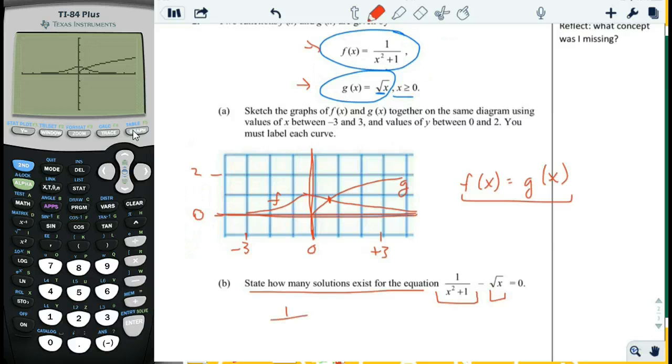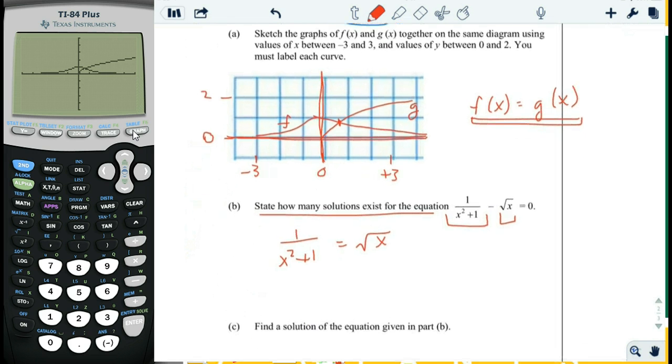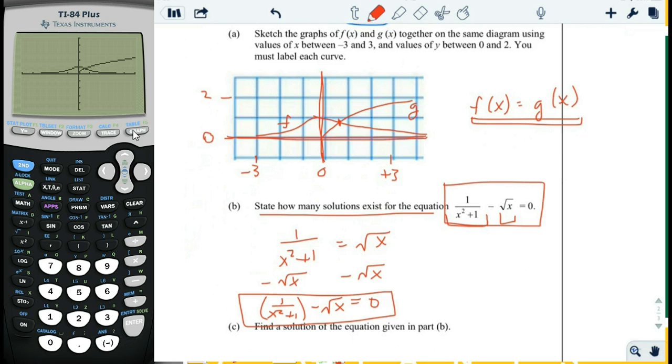And how do we find that point without using the calculator? Well, what we would do is we would say f of x equals g of x, and then we would just say, well, 1 over x squared plus 1 is equal to square root of x, because that is f of x equals g of x, right? And then if we just did one algebra step, subtract square root of x from both sides, we would end up with 1 over x squared plus 1 minus square root of x equals 0. What do you know? Now does this look familiar? Okay, so they're saying how many solutions exist to this. Basically they're saying how many intersections are there between these two graphs? And there is one intersection only, right? So one intersection.